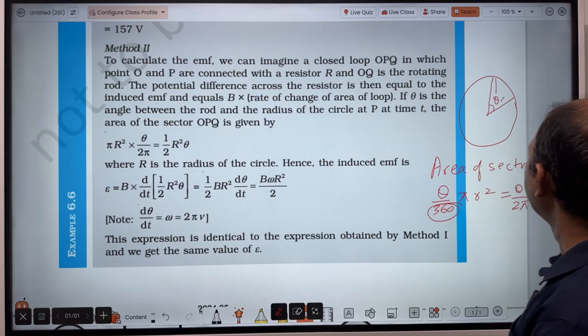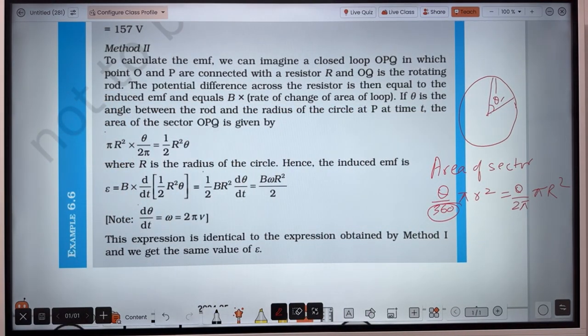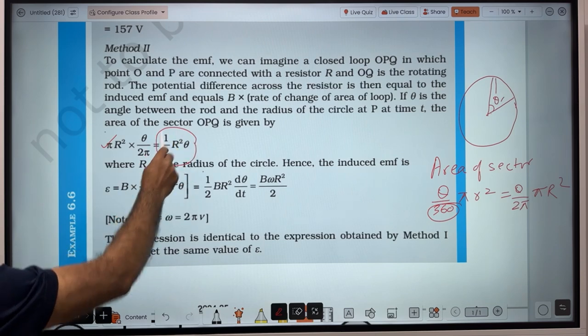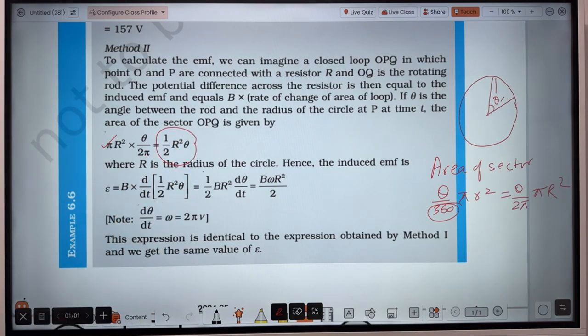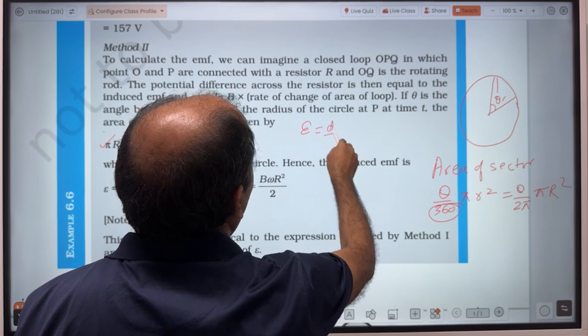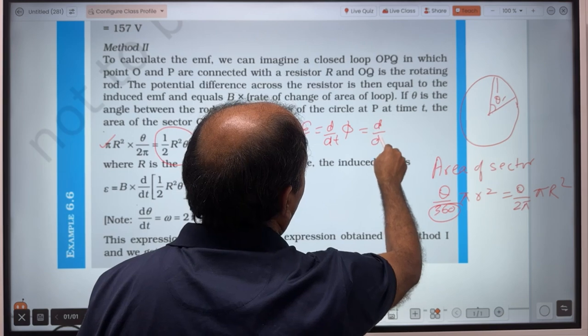So what is left? Pi will cancel out, theta r square by 2. So the same thing is given here, pi r square theta by 2 pi. So this expression, where r is the radius of the circle. Now we have to find out the value of EMF. So EMF can be found by the formula E equal to d upon dt of phi.